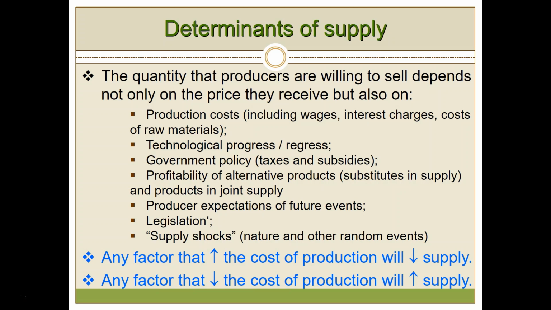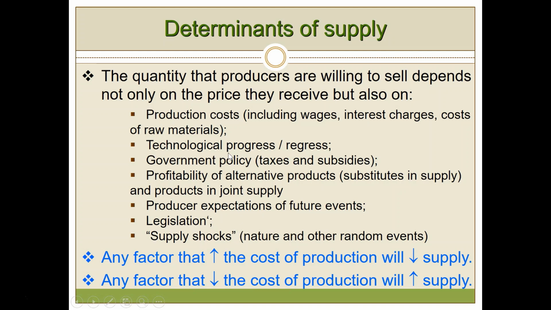So what is important here? The important thing to understand is that any factor which will increase the cost of production will reduce supply. This is what I've written down at the bottom of the slide. Any factor which will make our production more expensive will reduce supply, and any factor which will reduce the cost of production will increase supply.